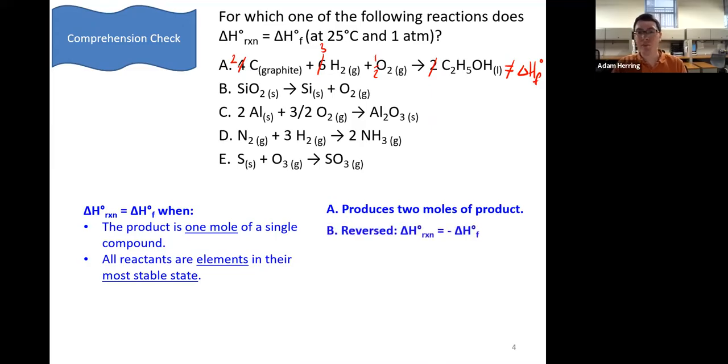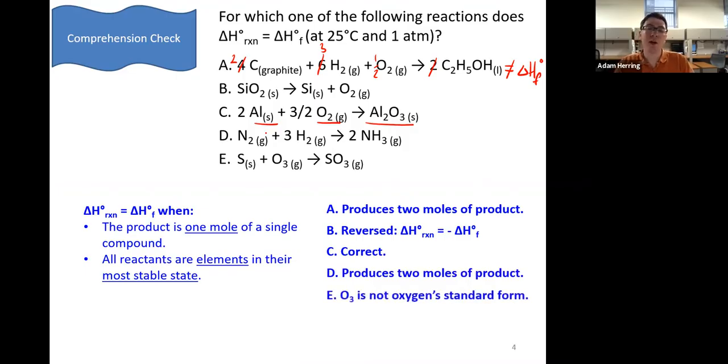B is not the case. B is actually the reverse reaction. It's taking the compound and breaking it down into its elements, which are in their standard states. C is correct. We form 1 mole of product, and we use elements that are in their standard states. Oxygen is gaseous, and aluminum is solid in their standard states. For D, this one is similar to A. This is 2 times the value of the enthalpy of formation. And then E is not correct because oxygen has its standard state of O2, not O3.